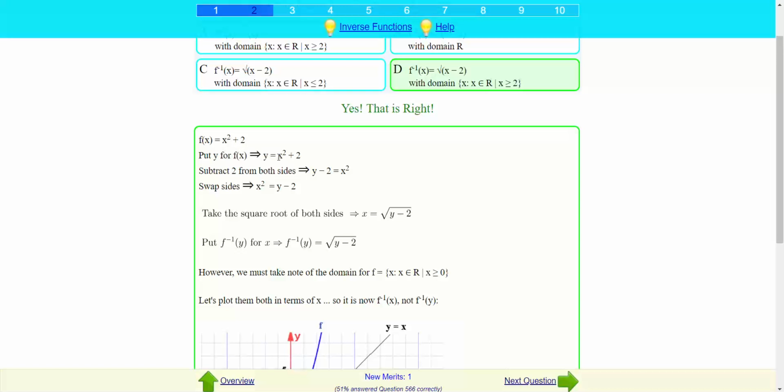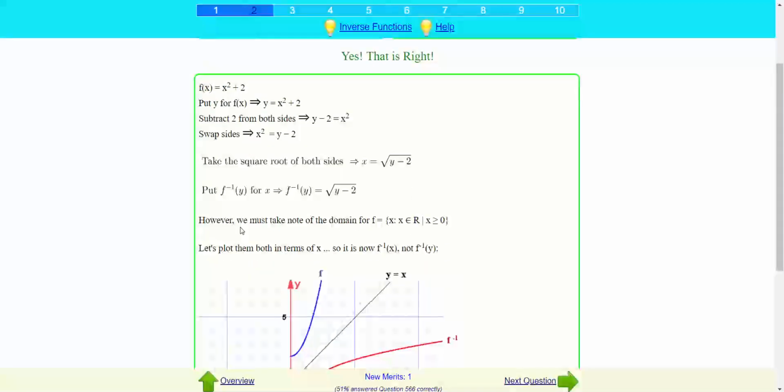Algebraically, f of x is x squared plus 2. Subtract 2 from both sides: x squared equals y minus 2. Take the square root of both sides: x equals the square root of y minus 2. Put f inverse for x: the inverse equals the square root of y minus 2, where we solve for x. We must take note that the domain of x belongs to positive numbers.